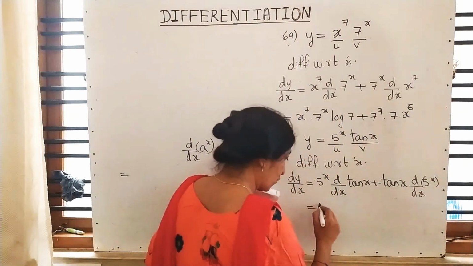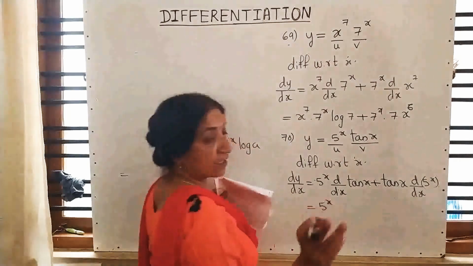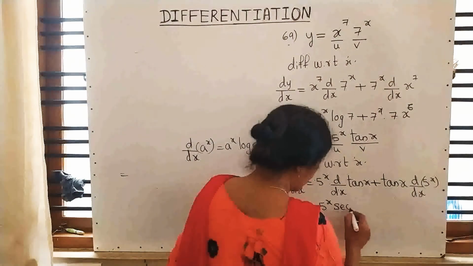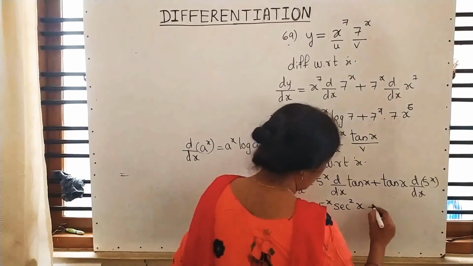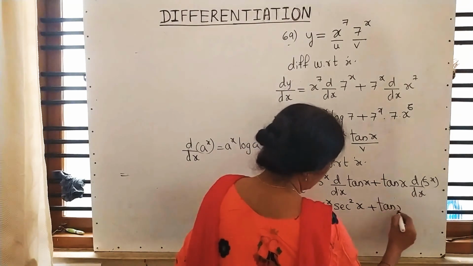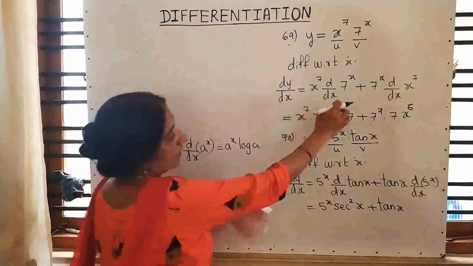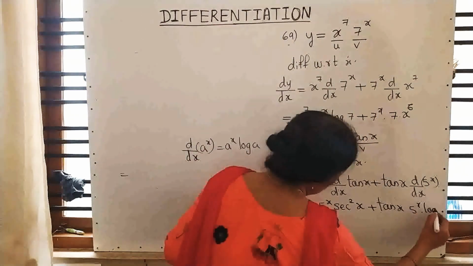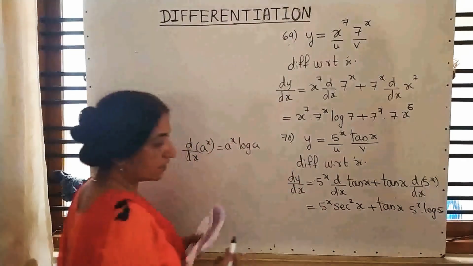See, this is before differentiation, keep as it is. See that formula list, what is the differentiation of tan x? Secant square x plus tan x as it is. Just 5 raised to x is nothing but in the form of 7 raised to x, it is 5 raised to x into log 5. See, is it very simple or what?